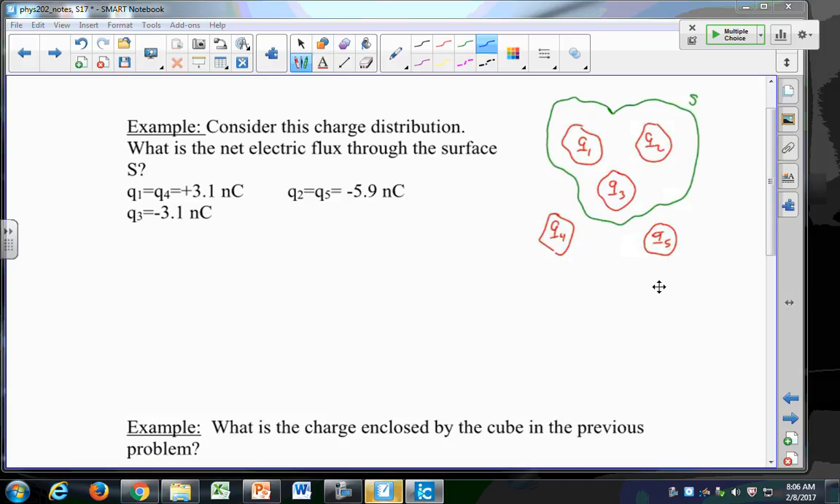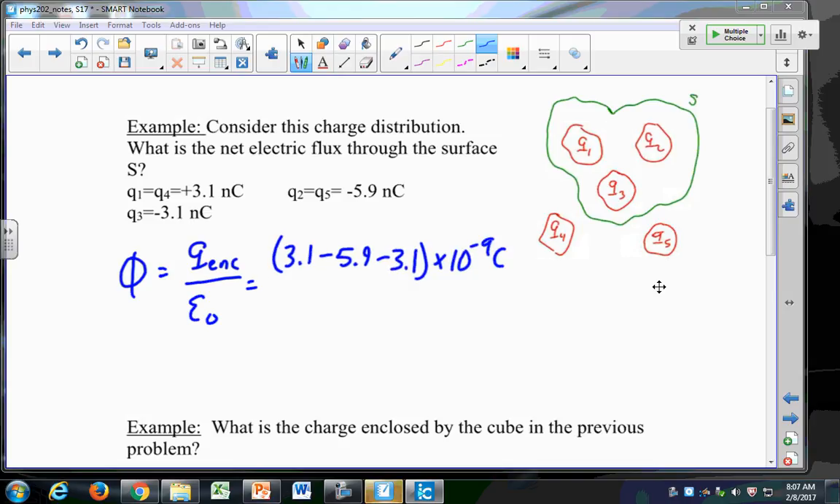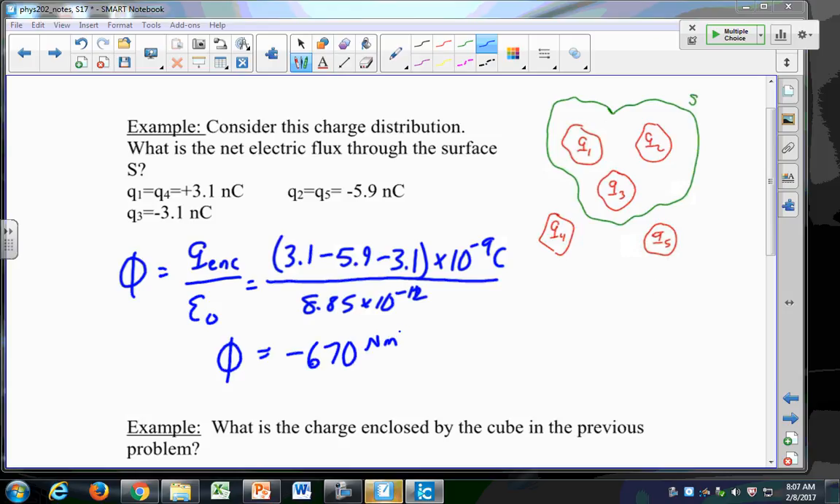I say that the flux is equal to the enclosed charge over epsilon naught. And the enclosed charge is just Q1, 2, and 3. Q1 is 3.1, Q2 is minus 5.9, and Q3 is minus 3.1, times 10 to the minus 9 coulombs, divided by 8.85 times 10 to the minus, did I say 11 before? It's 12. It's 10 to the minus 12. I'm sorry. That's on your equation sheet, so don't sweat it too much. It's not a big deal. And then that gives us a flux equal to minus 670 newton meters squared per coulomb.